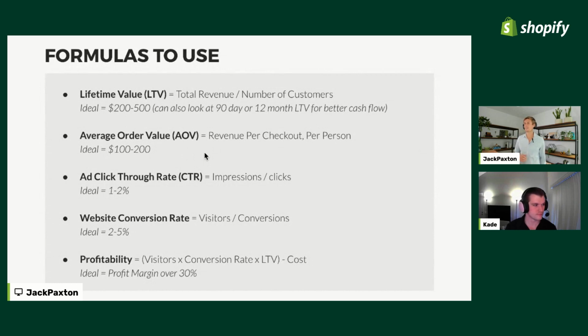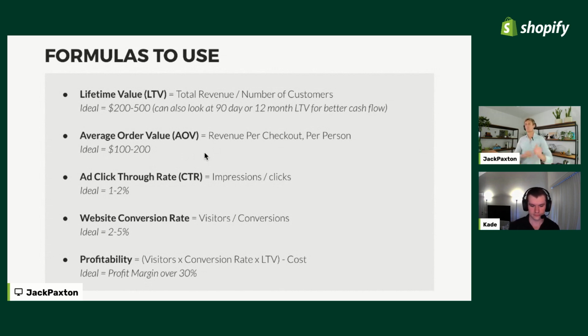Fantastic. Thanks for that. Great update. And now these are a few of the benchmarks I really like to see stores hit so that they can really be successful with scaling with paid advertising or even just scaling in general. So after seeing so many different stores, so many different brands, you kind of get a sense of what the golden benchmarks are.